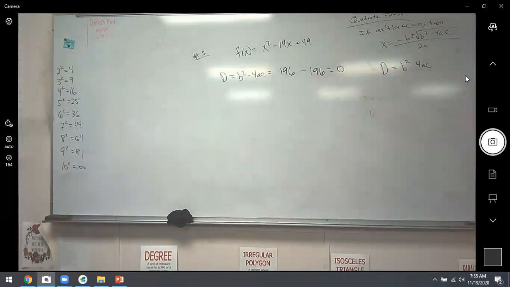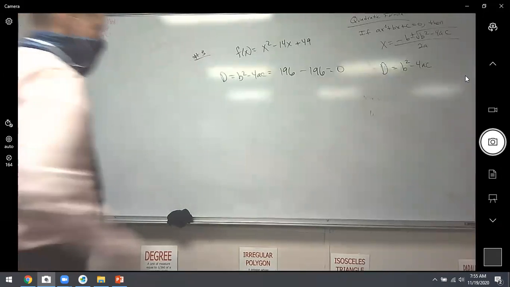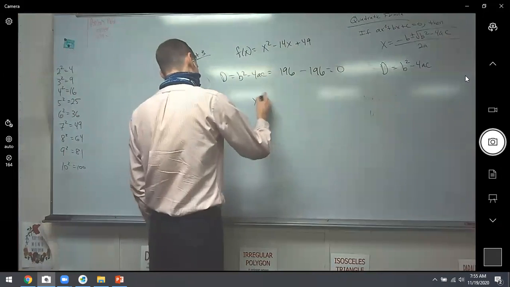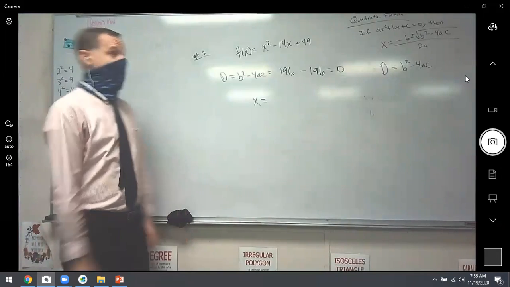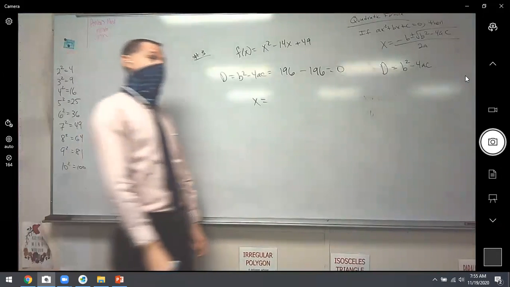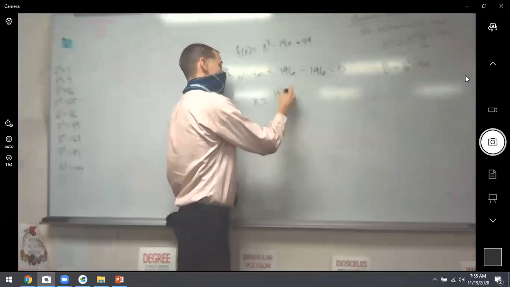And according to your little cheat sheet up there, that just implies that there is one real repeated zero. So that's what you'll write down: one real repeated zero. So I expect to get the same answer twice. And that's pretty apparent if you go to the quadratic formula. x equals negative b. b was negative 14, so negative 14 would be positive 14.